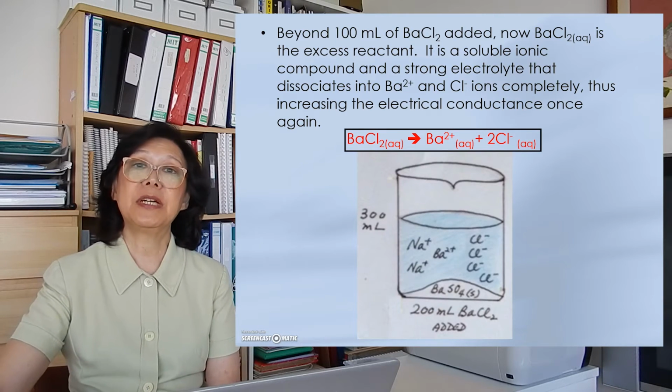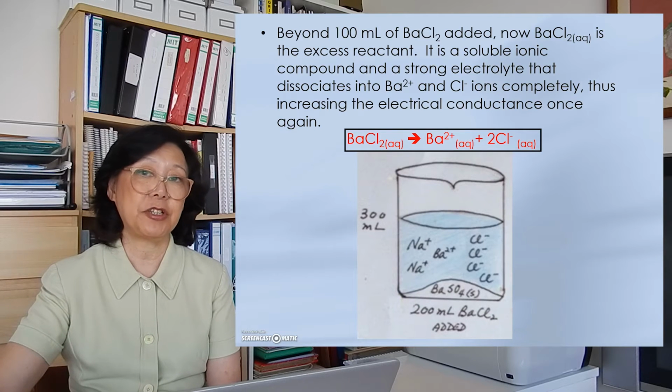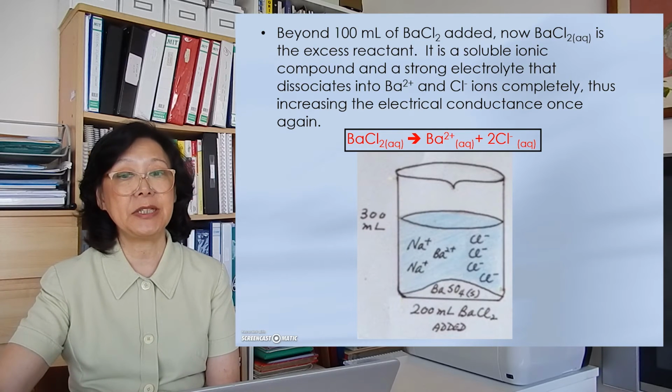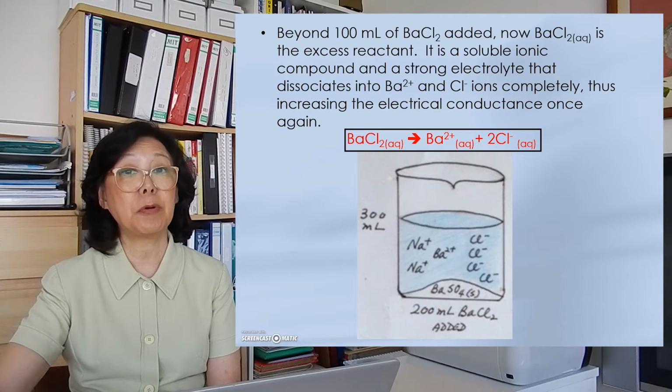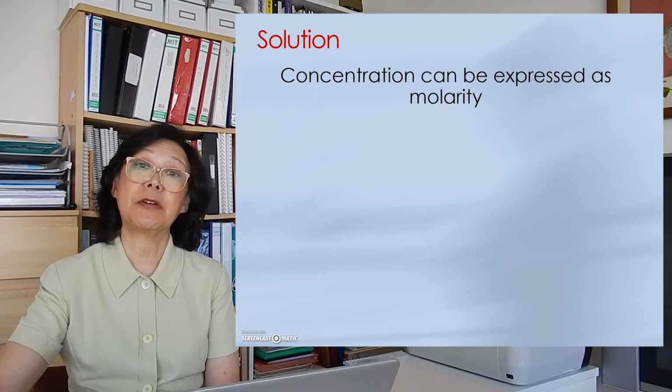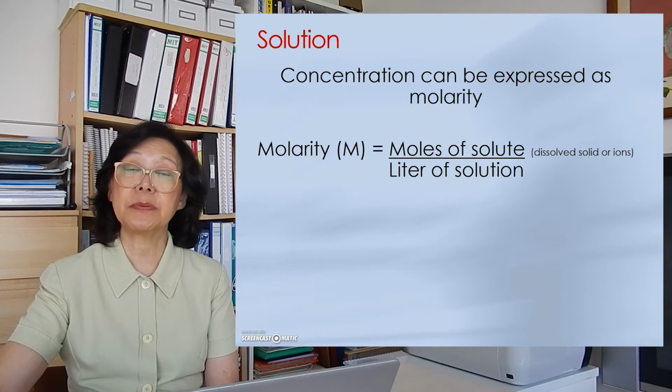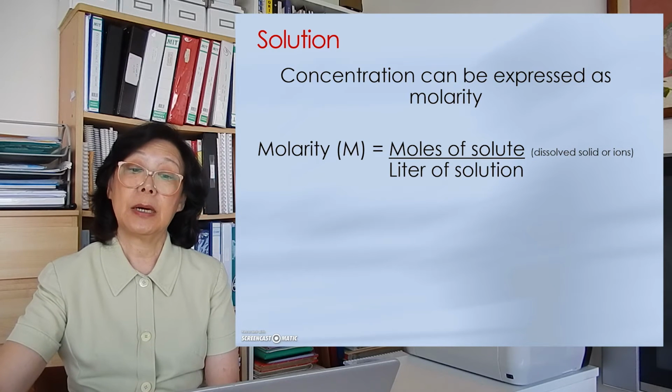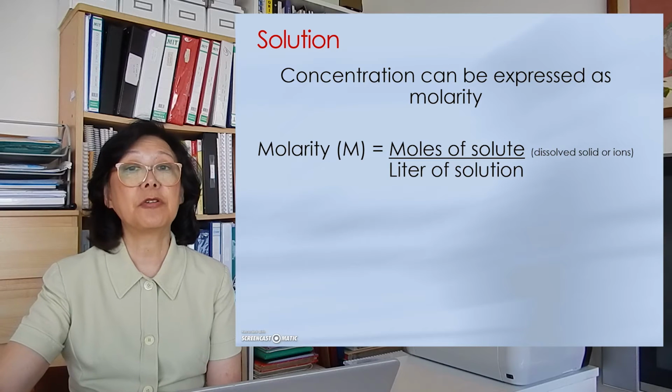Looking at solutions, let's find a way to express the concentration. There are many other ways to express it, but here we are focused on learning molarity. Molarity is represented by the capital letter M, which means the moles of solute, either the solid or the ions, per liter of solution.